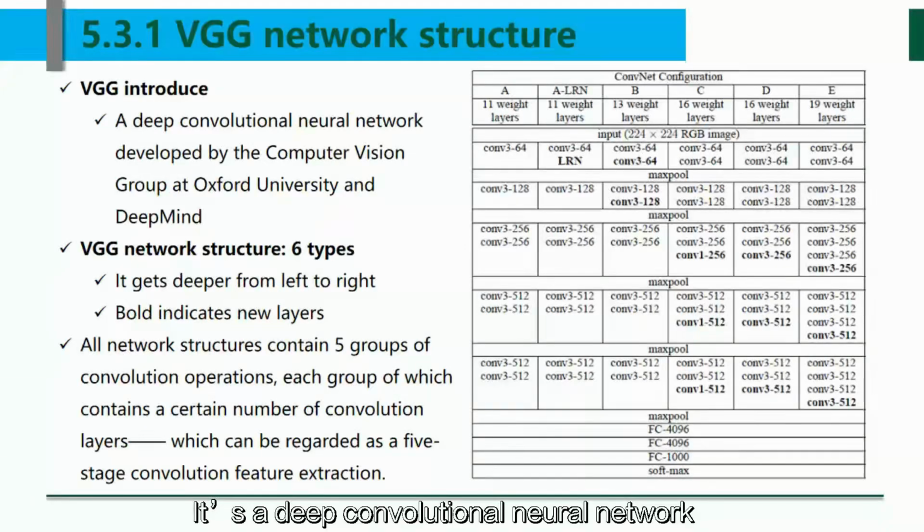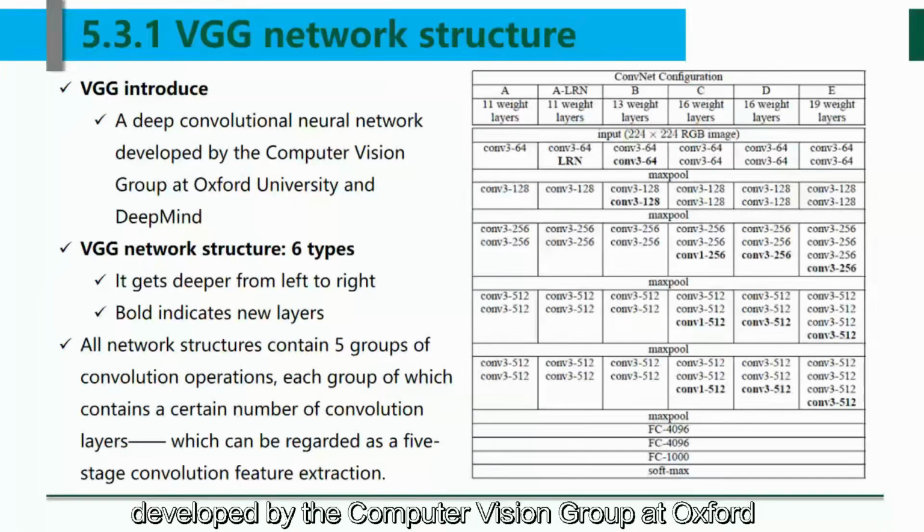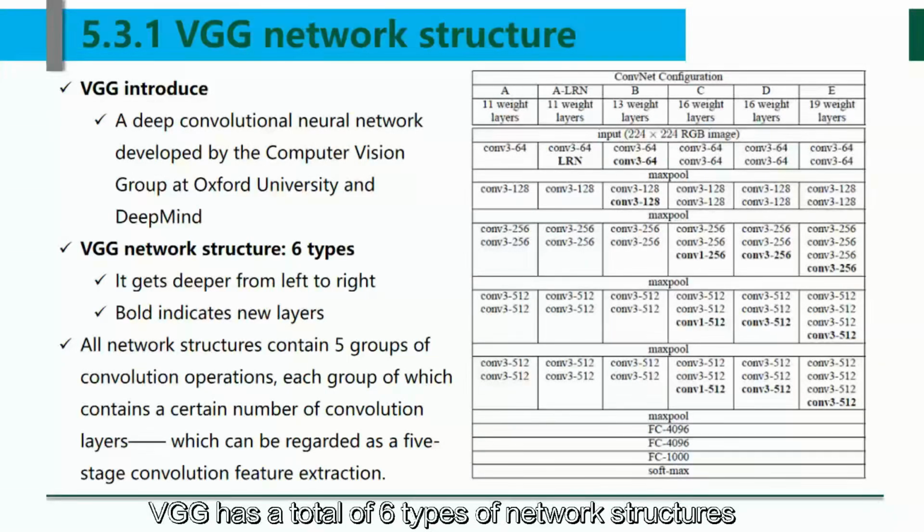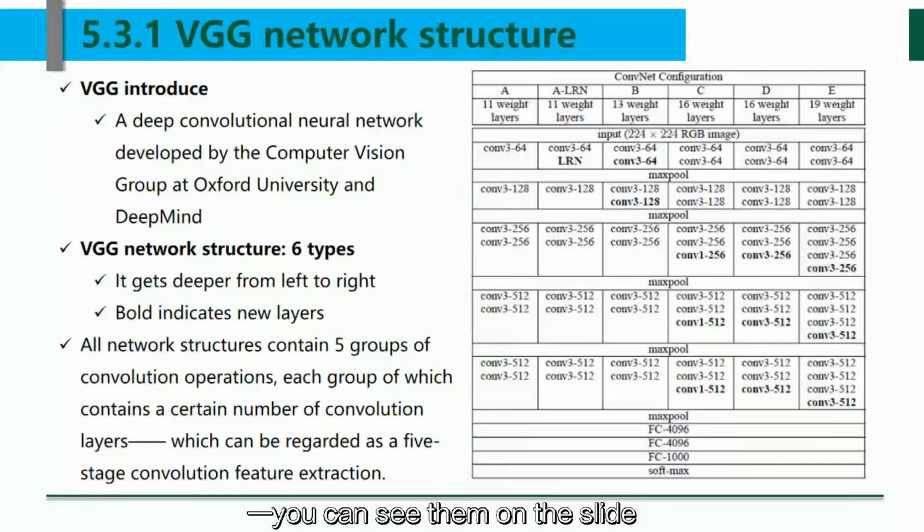It's a deep convolutional neural network developed by the Computer Vision Group at Oxford University and DeepMind. VGG has a total of 6 types of network structures. You can see them on the slide, and they get deeper from left to right. The bold parts mark newly added layers.